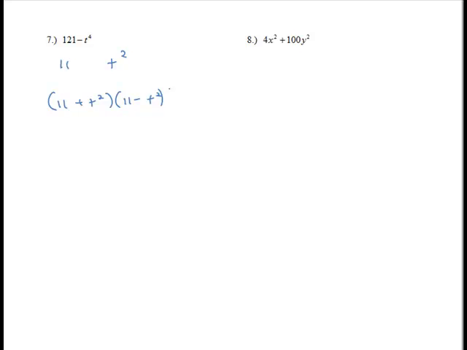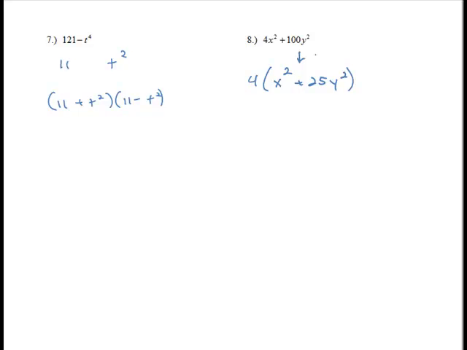And example 8, two terms, standard form. We do have a greatest common factor of 4, so we factor it out. We're left with 4 times x squared plus 25y squared. Still two terms, and the terms themselves are still perfect squares, but once again, since that's a plus sign, we cannot factor the binomial.